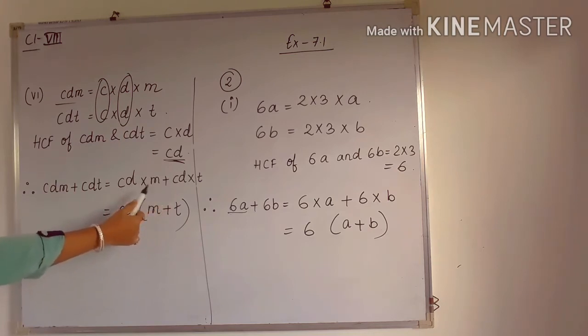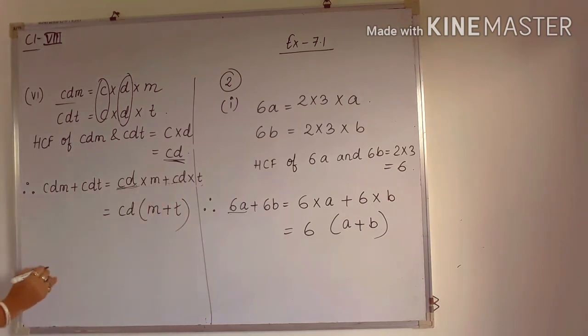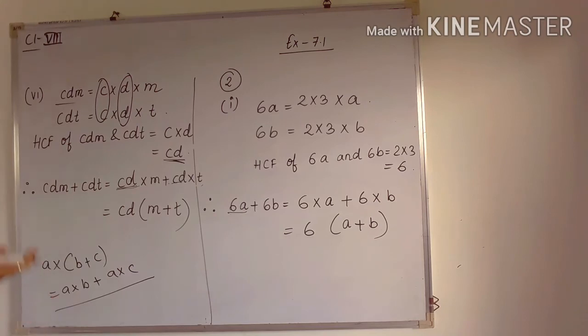You can apply the distributive property also. So CD will be taken outside, and inside the bracket the remaining terms will be M plus T. Okay, we are taking outside the term CD. You can also remember this property, distributive property of multiplication over addition. You have to write like this while applying. So this is the same thing which we are doing here.